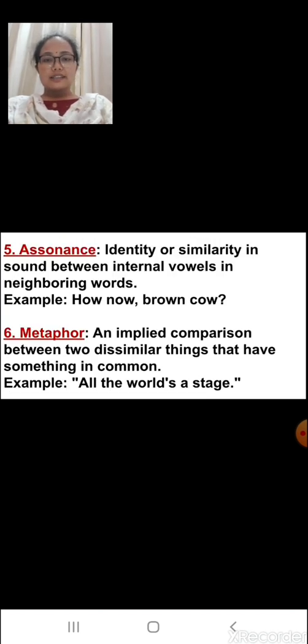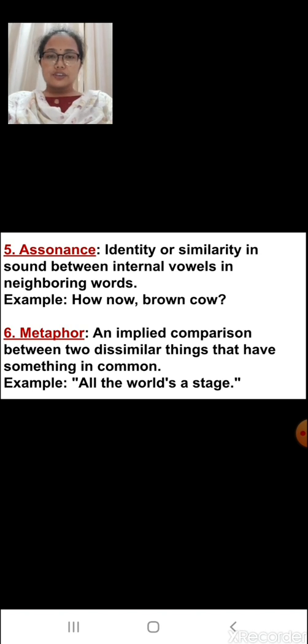The fifth one is assonance. Identity or similarity in sound between internal vowels in neighboring words is known as assonance. For example, how now, brown cow. The sixth one is metaphor. Metaphor is an implied comparison between two dissimilar things that have something in common. For example, all the world's a stage.